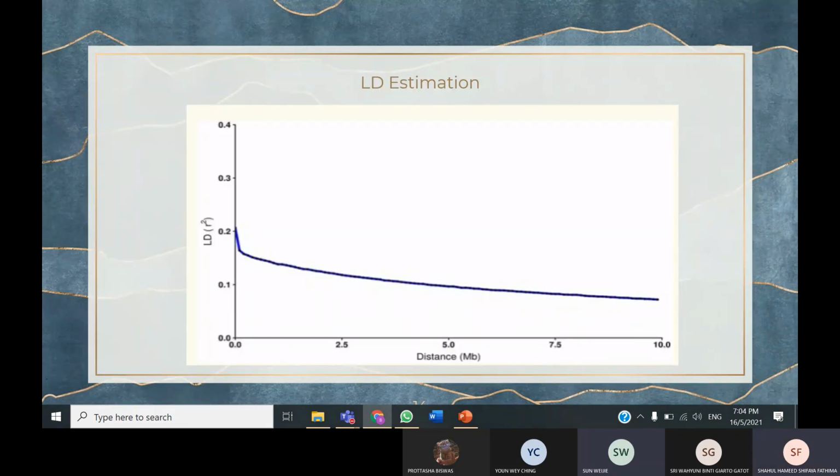We can see that LD declines mostly as the physical distance increases between markers. As we can see in the figure, a maximum average LD of 0.21 was estimated for SNPs less than 1 kilobase. This value declines quickly as the marker distance goes up to 0.1 MB, with a value of 0.16. From 1 MB to 10 MB, LD ranges from 0.14 to 0.07. The latter value represents the lowest average LD estimated in the current data set.